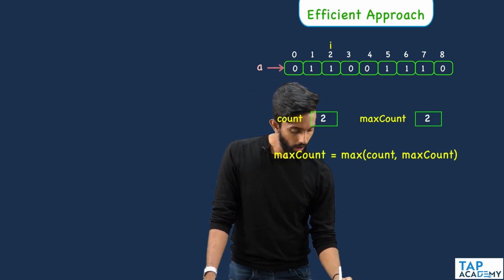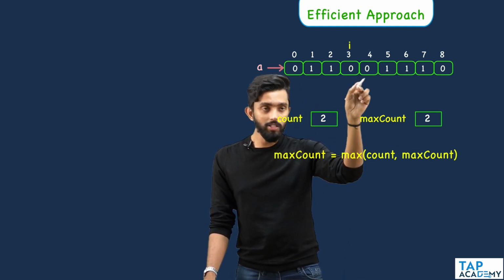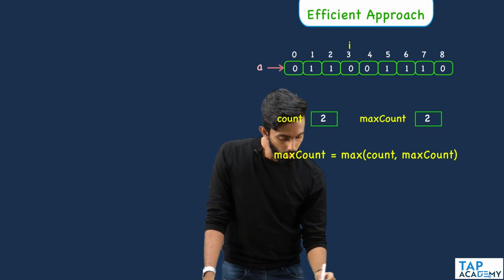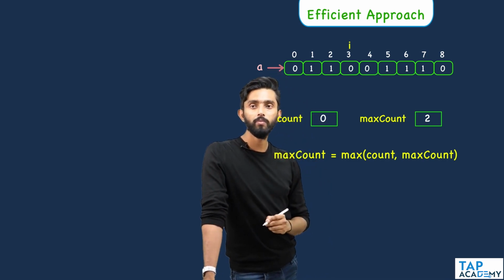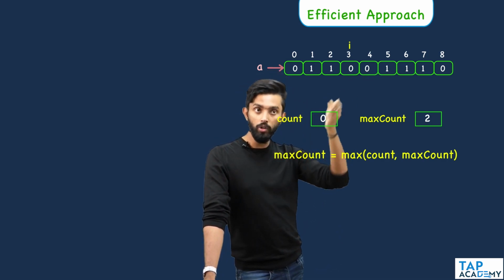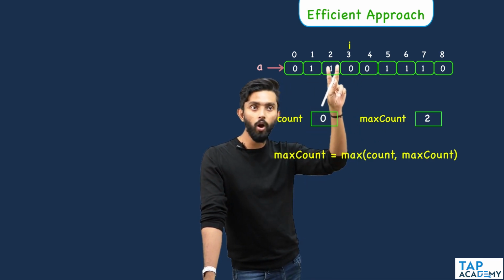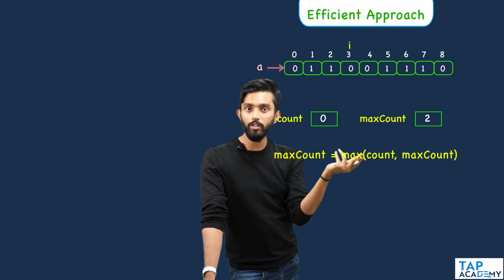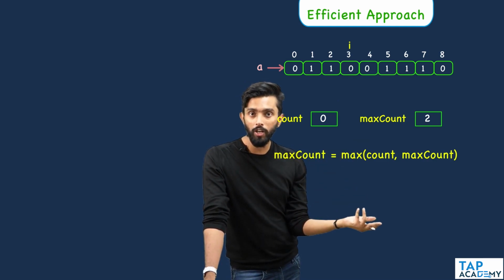Next, what happens, sir? I moves forward. Is I 0? Yes. Yes means I am going to make count back to 0. I hope you are able to understand. And that only should happen because the chain broke. And look at max count. So far, how many ones have you encountered? 2. Correctly, it is working. I hope you are able to understand. So, what is the need for j? There was no need for j.